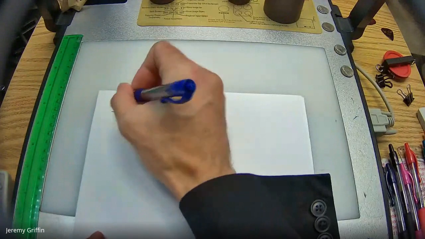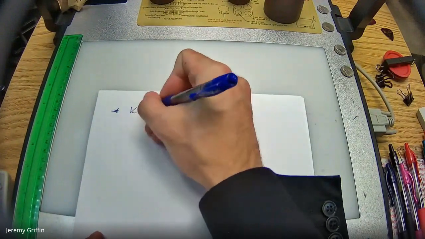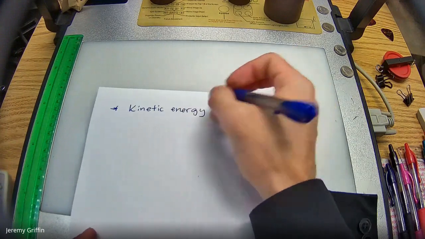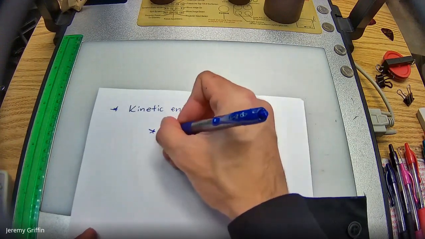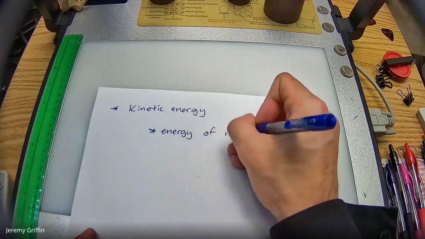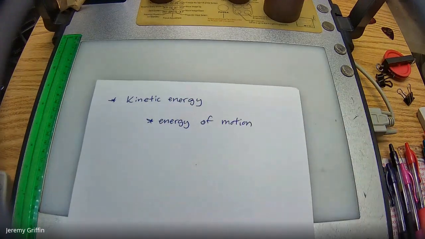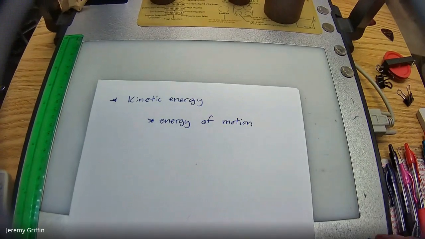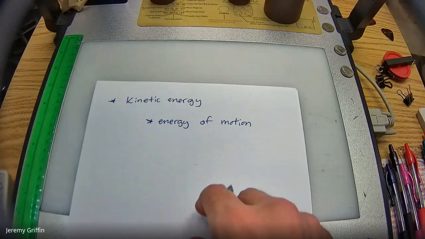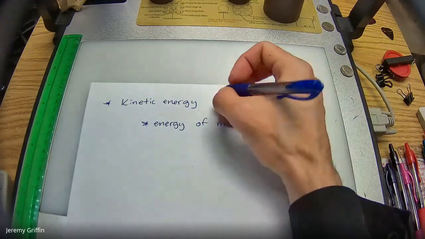One more main building block, and this is kinetic energy. This is energy of motion, energy associated with motion. If something has a velocity, like a speed, actually velocity is not even so important, just speed, because remember these are scalar quantities, then there's energy associated with that.